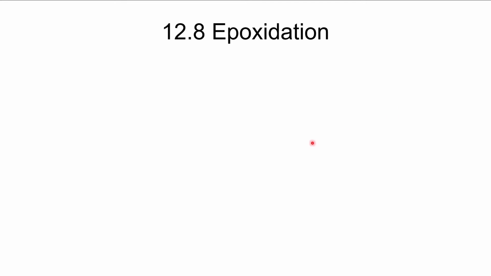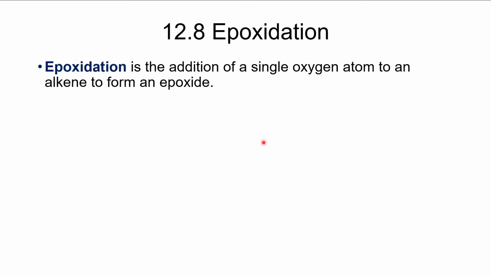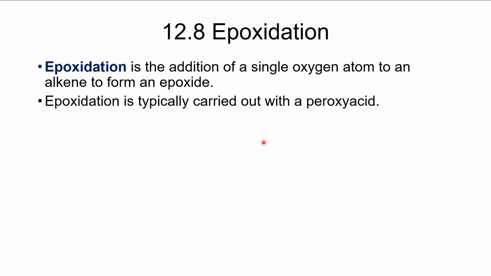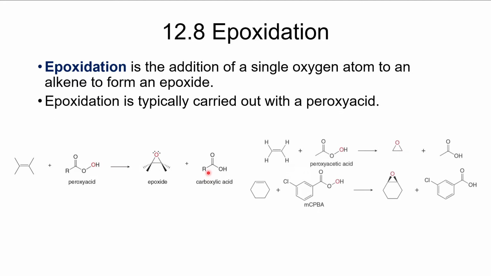So let's start with epoxidation. This is where we add a single oxygen to an alkene and form an epoxide. We typically will do this with a peroxy acid. This works quite well with peroxy acids. So here we've got an alkene with a peroxy acid. This is just a generic one. We form the epoxide plus carboxylic acid. So it's kind of like we take this oxygen here and we insert it in there and make single bonds going to the carbons and form the epoxide. This is a pretty clean reaction and pretty reliable.